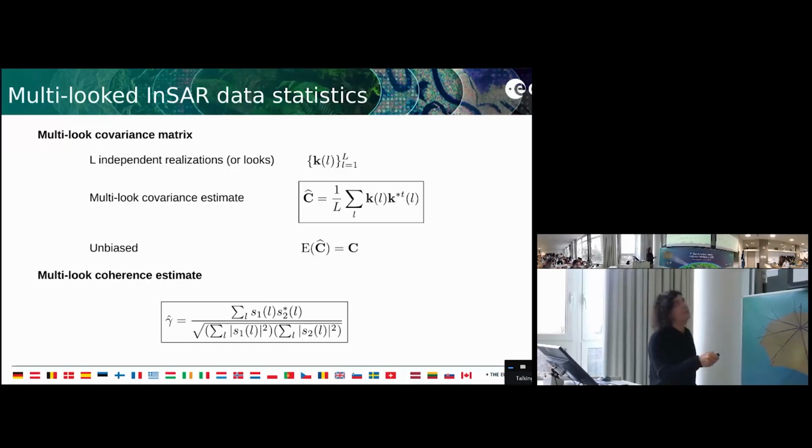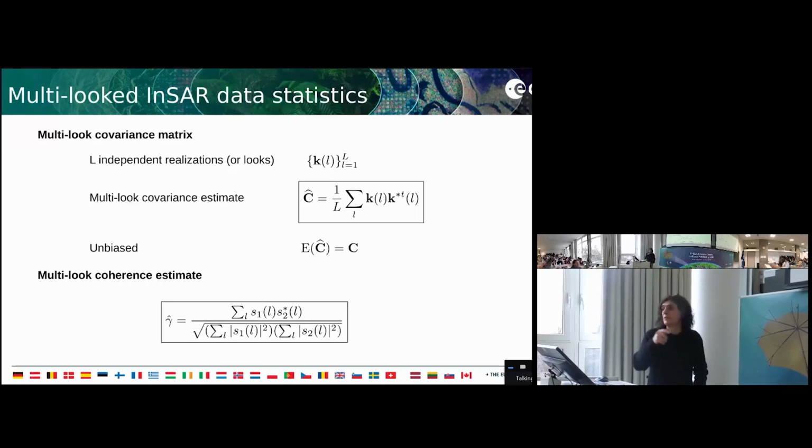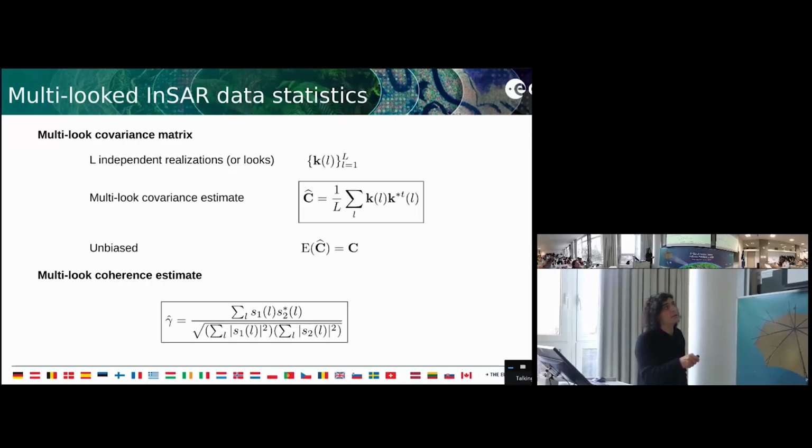It's made of a numerator and a denominator. The numerator here is a cross correlation between image 1 and image 2, and it is normalized by the square root of the product of the intensities of each image.